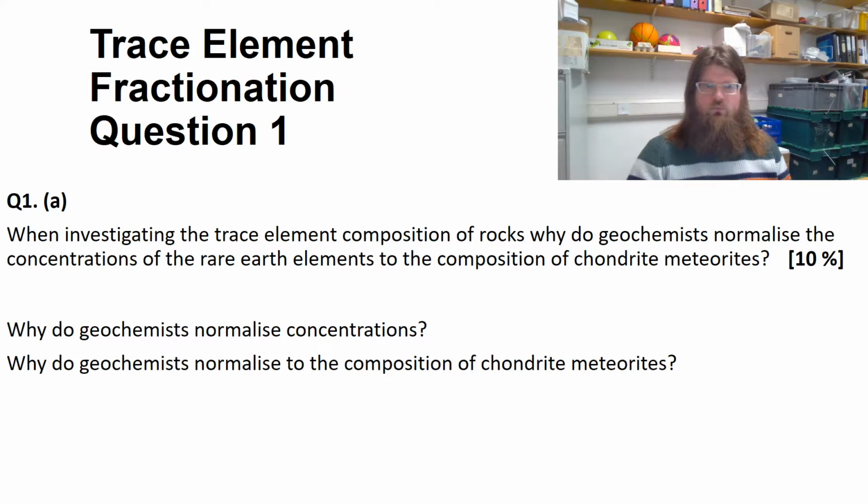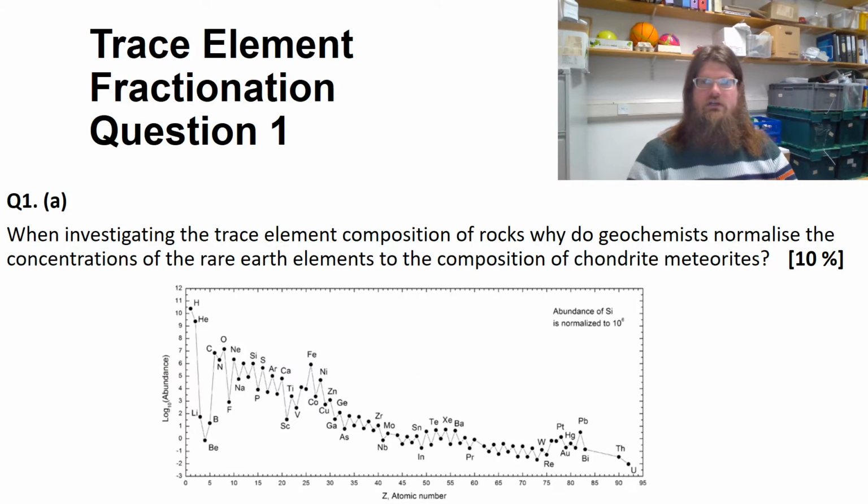There's one, why do geochemists normalize the concentrations that they measure? And why do geochemists normalize those concentrations to chondrite meteorites? So 2 parts were required to answer that question. And if your answer only had one of those, then you lost a few marks of the small value of marks that this question had. So not a big deal, but why lose them when you can not?